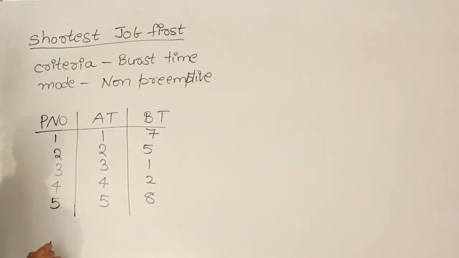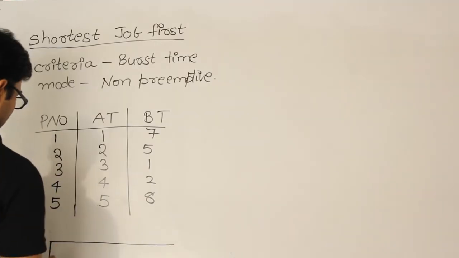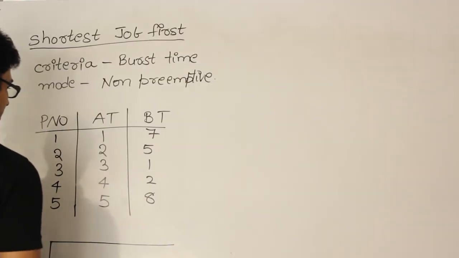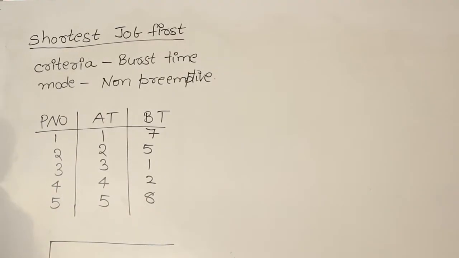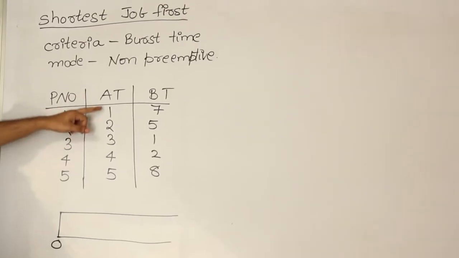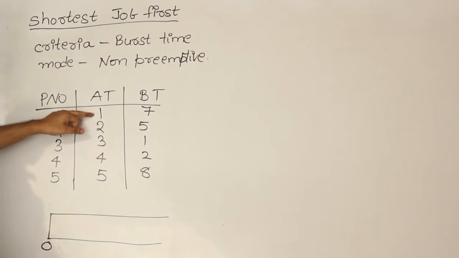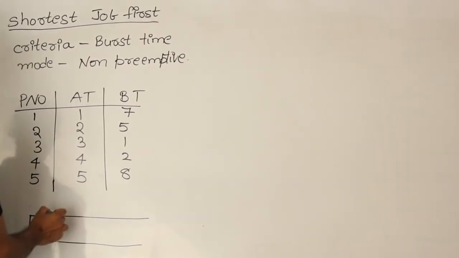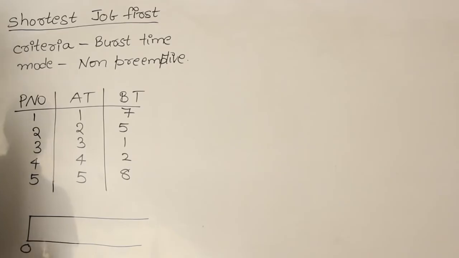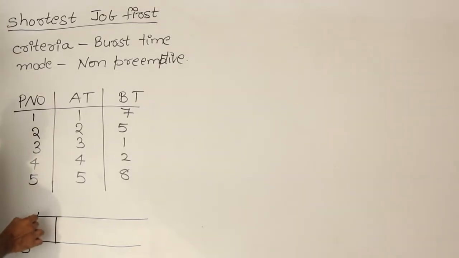First, I am going to use the Gantt chart starting at 0. At 0, is any process available? The minimum arrival time is 1. Therefore no process is actually available at 0. So the first process will be available at time 1. Therefore from 0 to 1 the CPU is idle.